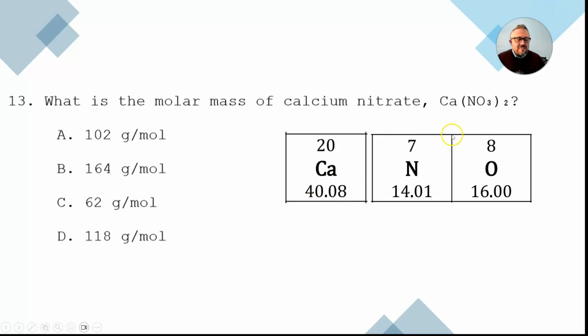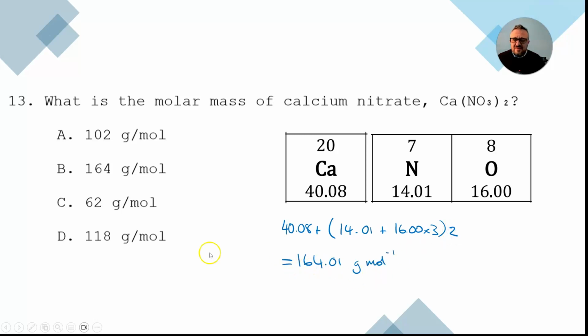But there is a little point where people are going to get caught out, and that is this 2 here. So the question is actually testing, do you understand how molar mass works? But also, do you understand what this 2 means in a chemical formula? Which is this NO3 here is doubled. So there's 1 calcium, 2 nitrogens, 6 oxygens. And so let's draw it out, right? So we go 40.08 plus, in parentheses, 14.01 plus 16.00 times 3, close parentheses, times 2, gives us 164 grams per mole. B is our correct answer.